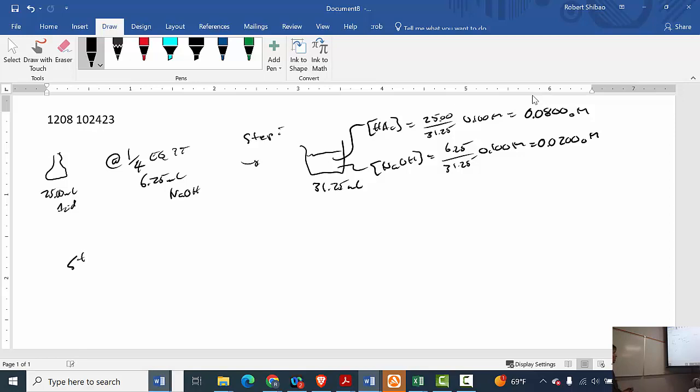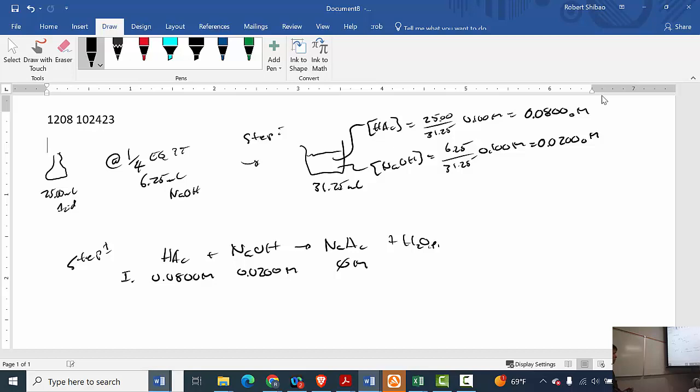And then we go to step 1. Step 1 in titrations is the strongest acid, in this case acetic acid, plus the strongest base, which would be sodium hydroxide. And this is going to form the salt, sodium acetate, and water. The initial concentration after solution dilution of the acetic acid is 0.0800. And the initial concentration of sodium hydroxide after solution dilution is going to be 0.0200. And the sodium acetate will be 0. Water is a pure liquid.